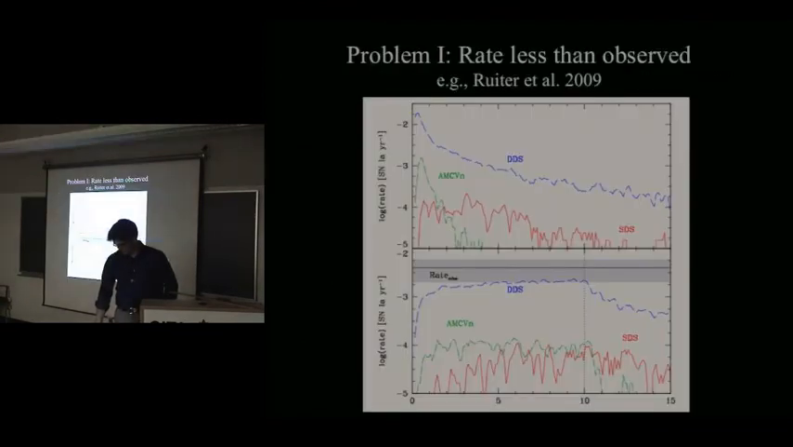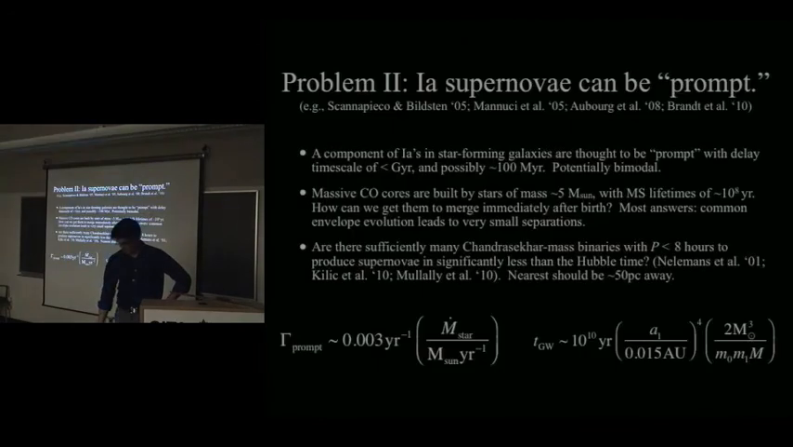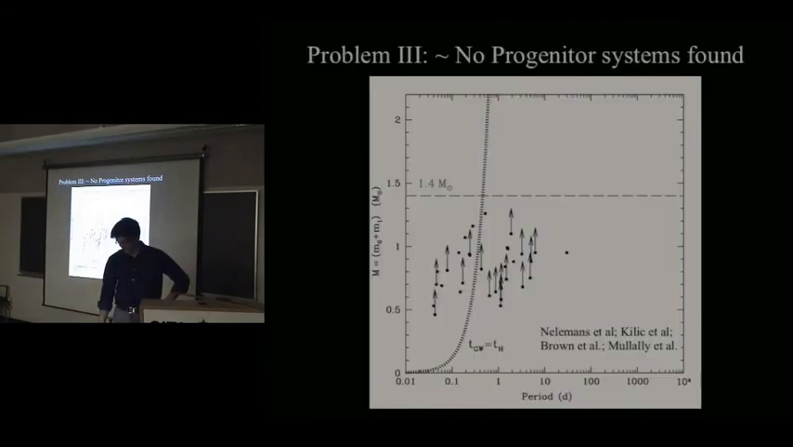So problem 1 is generally that the rates are less than observed. Problem 2 is that there's a prompt component that needs to happen very fast. And problem 3 is that there aren't any progenitor systems found so far. I put a twiddle by no progenitor systems found because this is a moving target. First of all, it changes month to month because these guys, especially Kilic and Brown and Badenes and a few other people, are busy trying to find white dwarf systems that will actually merge in less than a Hubble time.